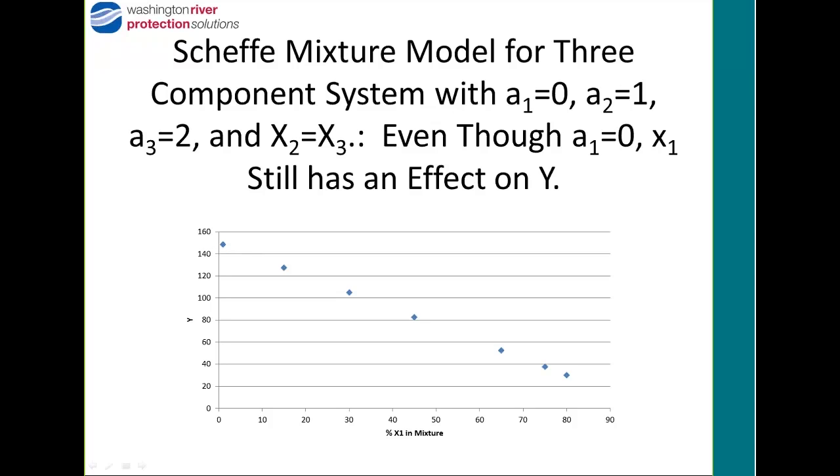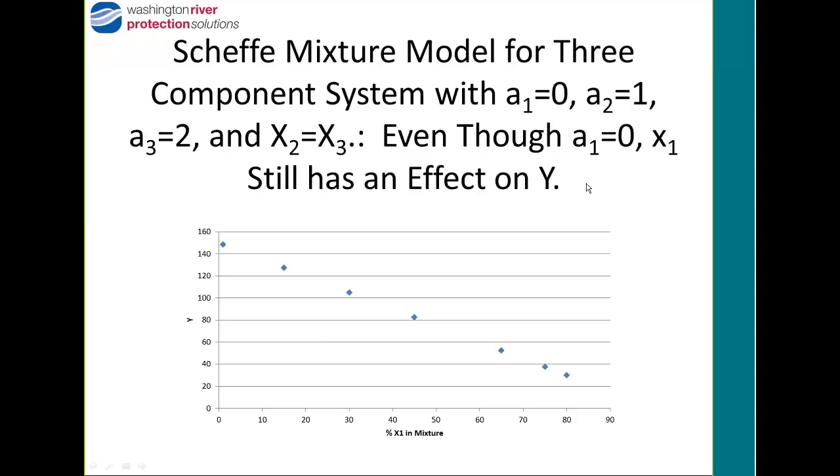I just made up some numbers. If you have a 3-component system where one component has a 0, another has a coefficient of 1, and another has a coefficient of 3, you set x2 equal to x3 to generate this graph. Then you look at what happens to your y when you change x1, which has a 0 coefficient, and you see that y still changes. This is back to the mixture effect, because even though x1 has a 0 coefficient, its presence changes the concentration of these two. So even if it has a 0 coefficient, it still has an effect on the system.